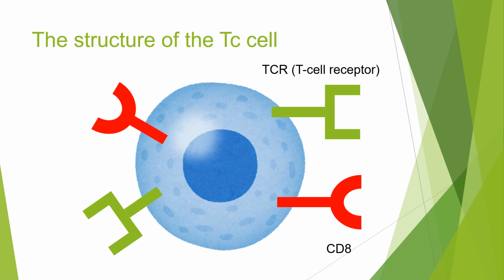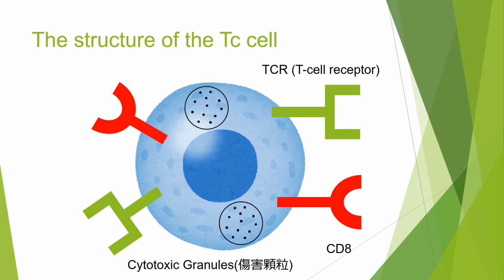The structure of a TC cell looks like this. Like other T cells, TC cells have only one type of TCR and express the CD8 protein on the cell surface. It is characteristic for TC cells that they have cytotoxic granules when they are activated.